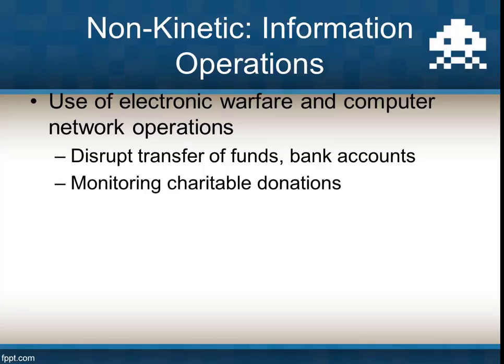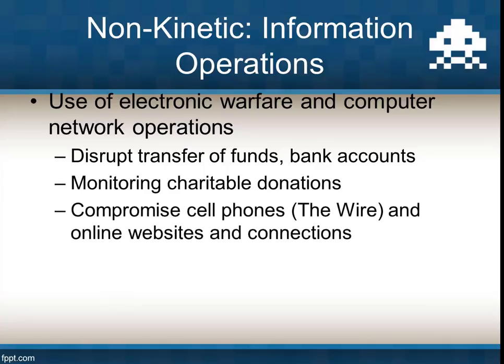This includes identifying money laundering networks, Ponzi schemes, illegal political donations. We can also compromise cell phones and online websites and connections. If any of you have seen The Wire, they use cell phones to track an illegal drug network in Baltimore.